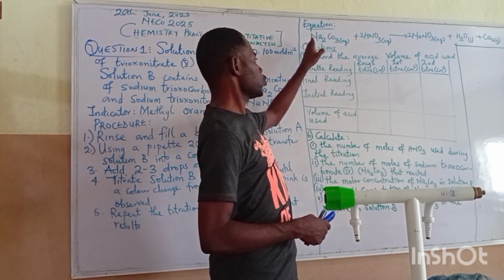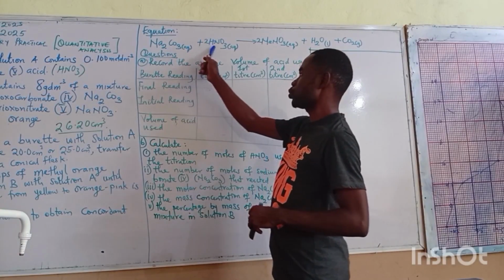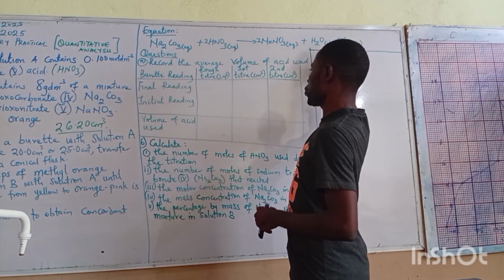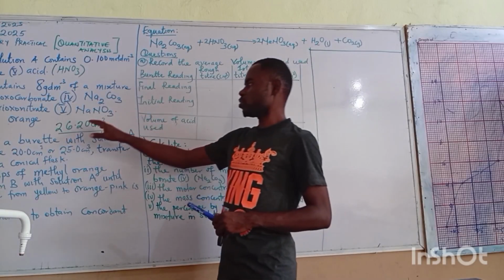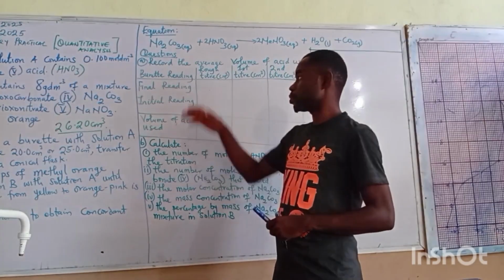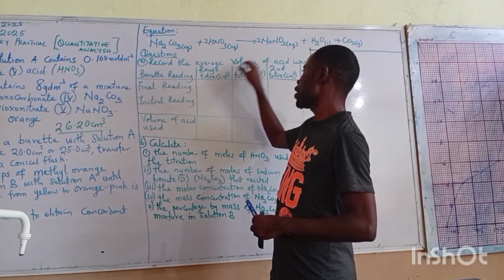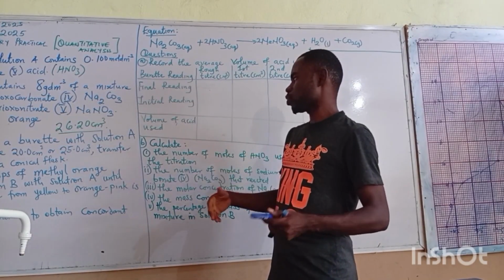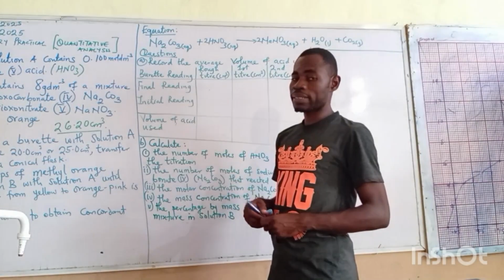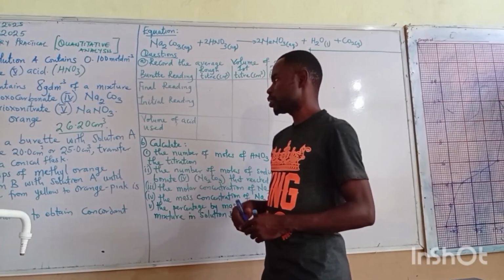Now let's go to the equation. We are given the equation: sodium carbonate plus hydrogen trioxonitrate(V) to give us sodium nitrate, water, and carbon dioxide. Truly, our solution is a mixture, but sodium nitrate is not visible in the equation. Now we have to record the average volume of the acid used. When can I record such a thing until I know the volume of the acid? Remember, I told you my total value was 26.2. Now let's start working on it.